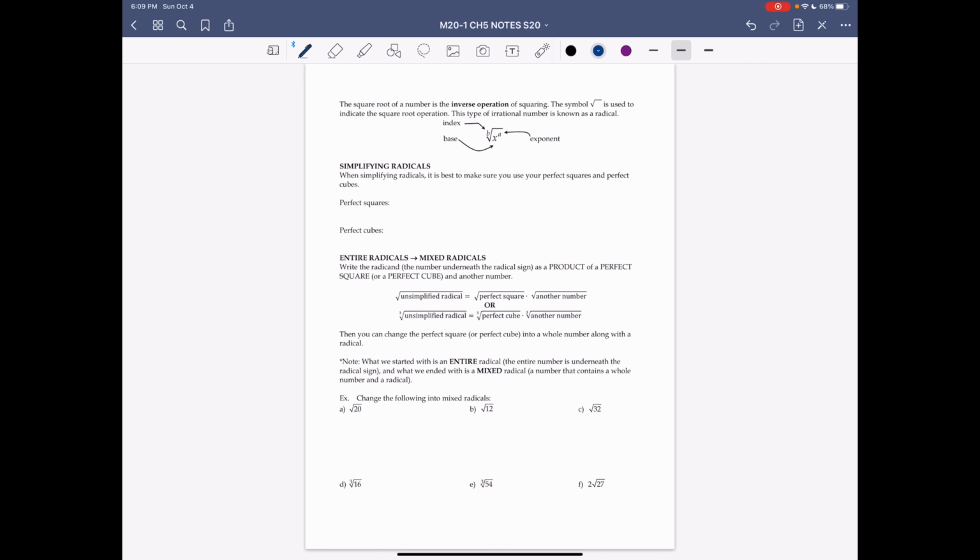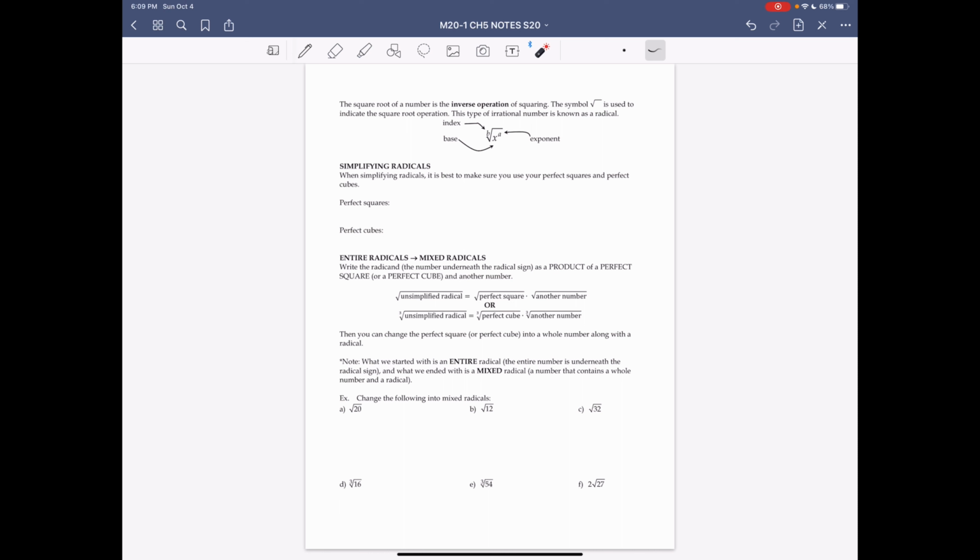The square root of a number is the inverse operation of squaring. The square root symbol is used to indicate the square root operation. This type of irrational number is known as a radical. Let's look at some parts of a radical. We have the index, which is the little number that tells us which root we're taking. If there is no index, it means square root, so it means an index of 2.